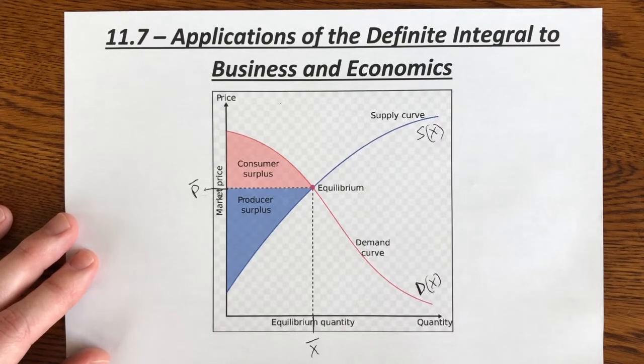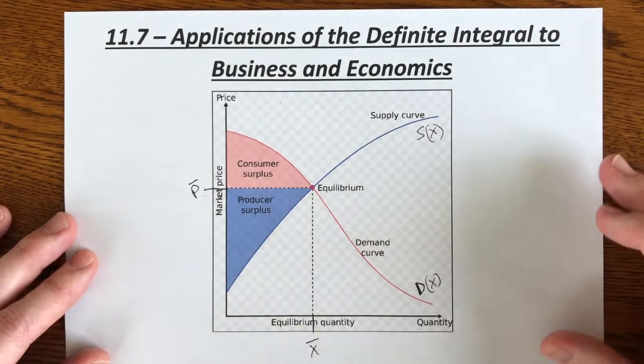Section 11.7, Applications of the Definite Integral to Business and Economics. There are several applications we could look at in this section, but we are only going to be focusing on two. And those two applications would be consumers and producers surplus.